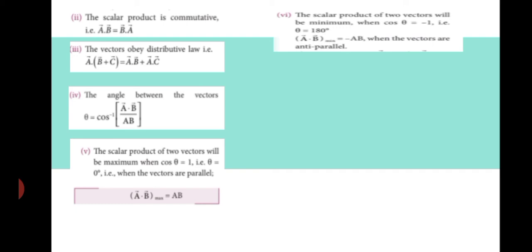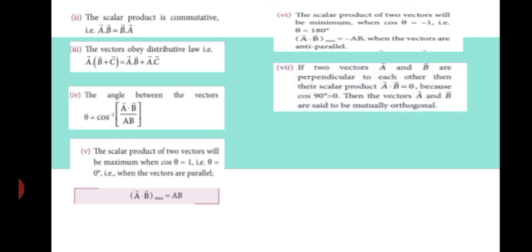The scalar product of two vectors will be minimum when cos theta is equal to minus 1, that is theta is equal to 180 degree, and A vector dot B vector minimum is equal to minus AB when the vectors are anti-parallel. If two vectors A vector and B vector are perpendicular to each other, then the scalar product A dot B vector is equal to 0, because cos 90 degree is equal to 0, and then the vectors A and B are said to be mutually orthogonal.